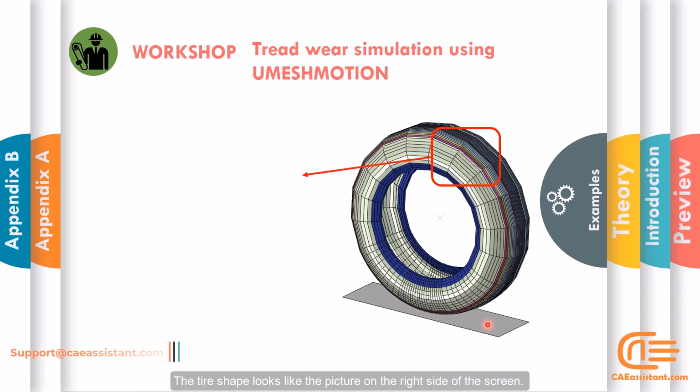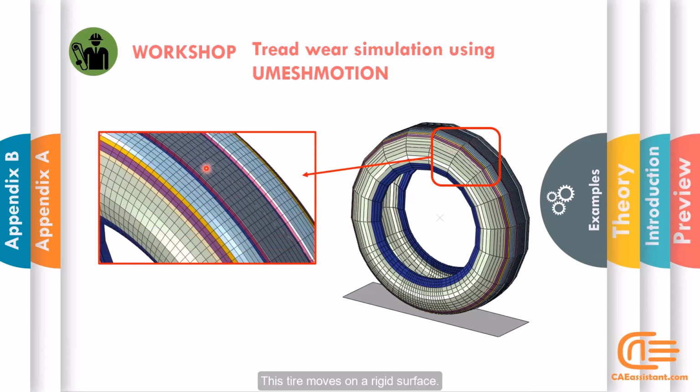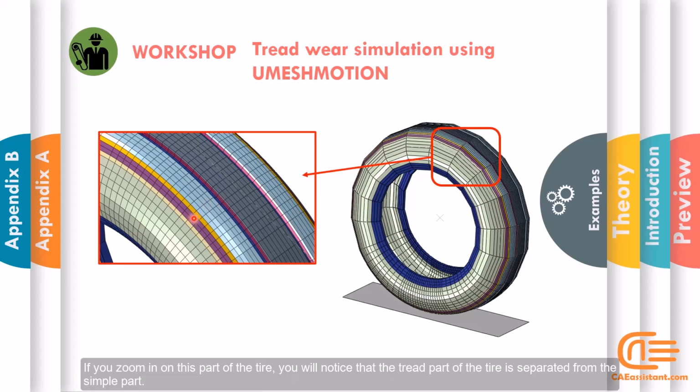The tire shape looks like the picture on the right side of the screen. This tire moves on a rigid surface. If you zoom in on this part of the tire, you will notice that the tread part of the tire is separated from the simple part.